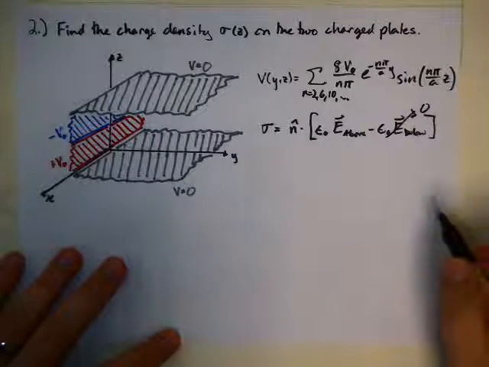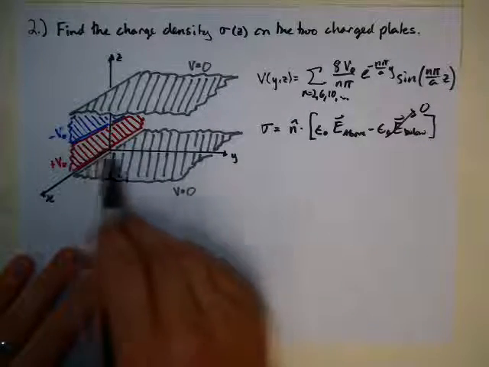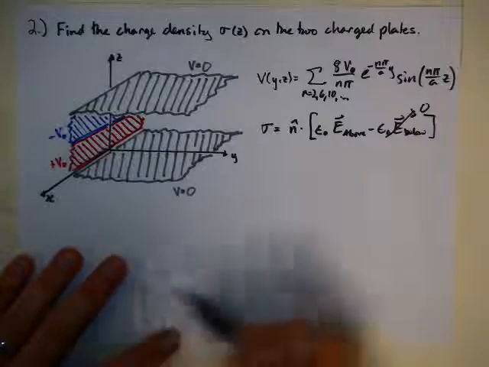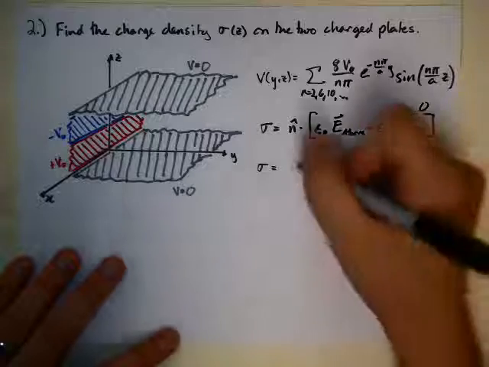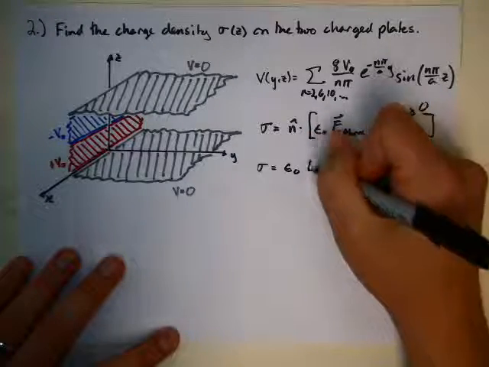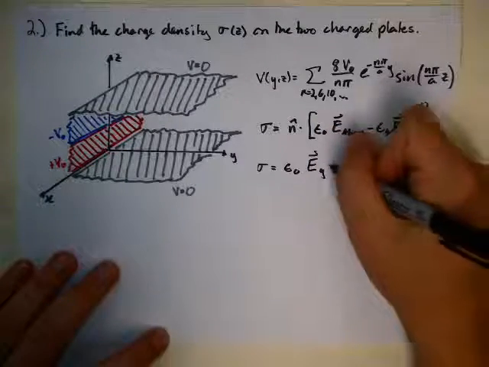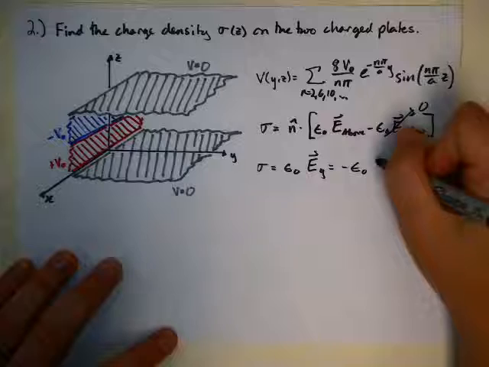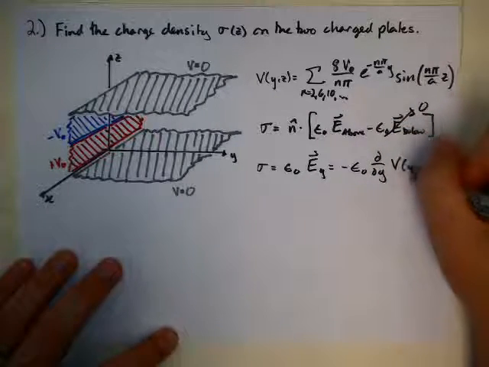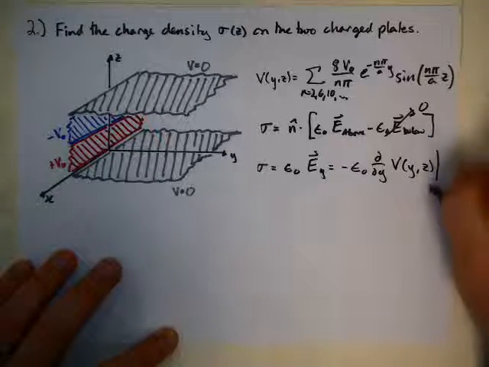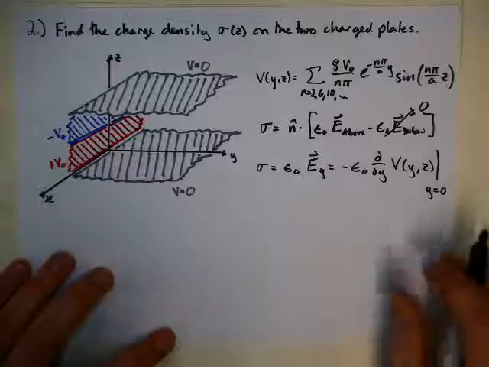As I continue through this, the next thing I would notice is that n hat for us is going to be in the positive y direction. And so this is simply going to say that sigma is equal to epsilon naught times the y component of E. But the y component of E is minus the derivative with respect to y of our potential V of y, z, and we have to evaluate this at y equals 0. So this is what we have to evaluate in the end.